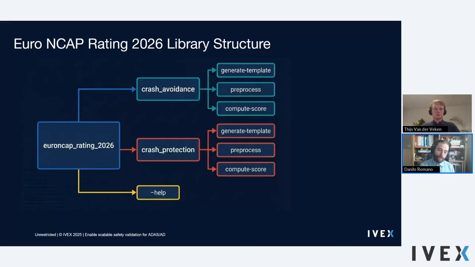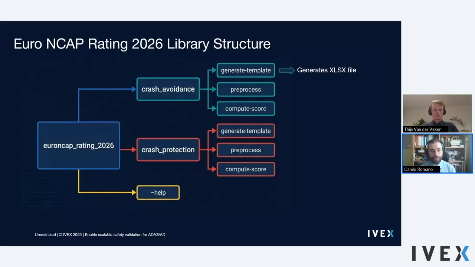So if we take the first path, Euro NCAP rating 2026 crash avoidance generate template, running this command will generate in your working directory an XLSX file that contains all the information for the test of the crash avoidance protocol group that this Python library supports. You can see that the file extension is XLSX because, as I said before, we decided to stick with the Excel spreadsheet as a way to represent test runs, because it's a very powerful way to describe tabular information as the one that we will see together in a second.